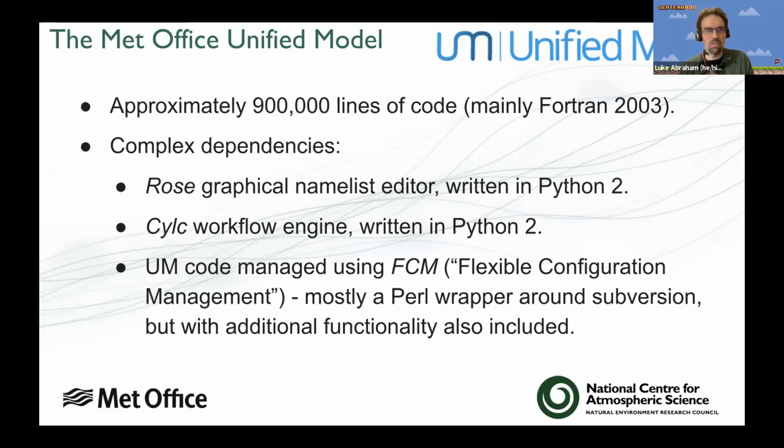So rather than editing the namelist in a text file, there's a whole graphical namelist editor called Rose, which is part of the whole build and run system they have there. There's the Cylc workflow engine that's used, which schedules the jobs and runs the various tasks, and everything's managed using something called FCM, which is a Perl wrapper mainly around Subversion, but it also does other things like the build process and various other things. So all of this is actually quite complex.